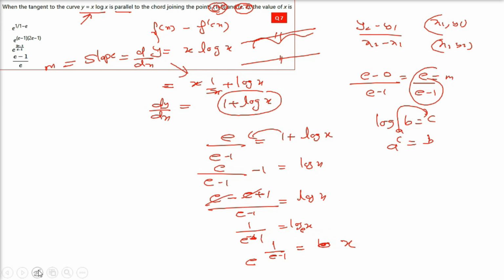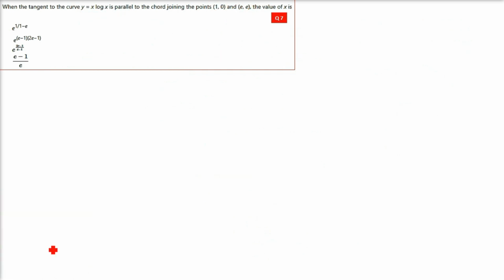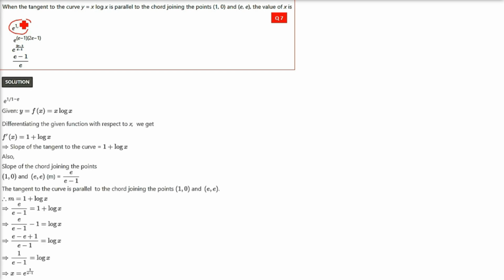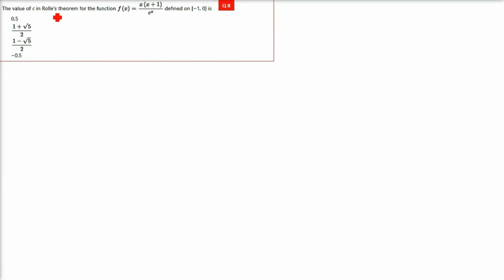So now let me show you what is the actual procedure, the stepwise solution here. So let me show it to you. This is the one. You have to write it like this. The value of c in Rolle's theorem for the function f(x) = x(x+1)/e^x defined on [-1, 0] is this.